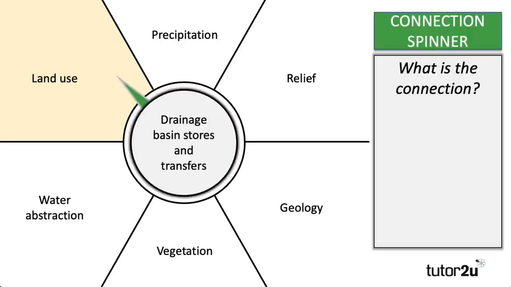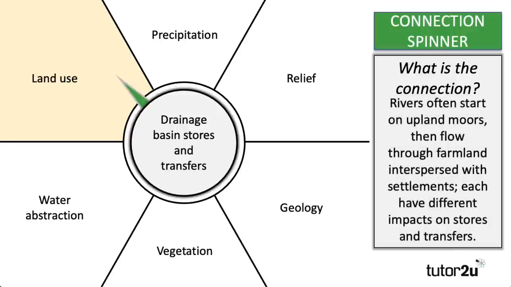Agricultural land, that's going to affect transfers quite differently to, for example, urban areas. Well done. What was our answer on this one, John, in terms of the connection? Yeah, so rivers often start on upland moors, then flow through farmland, interspersed with settlements. Each have different impacts on stores and transfers. So we've got different rates, different amounts of runoff there.